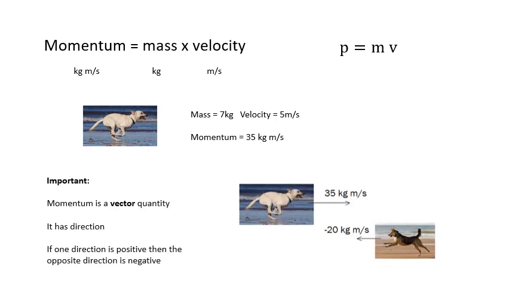One important thing to remember about momentum is that it's a vector. In other words, it has direction. If you look at the first dog, now if I'm taking left to right as being positive, so that dog's 35 kilogram meters per second, this other dog is minus 20 kilogram meters per second. Why is it negative? Because it's going in the opposite direction. So just like velocity and acceleration and displacement, momentum is a vector. In this case, it means it can be positive or negative. Remember that.